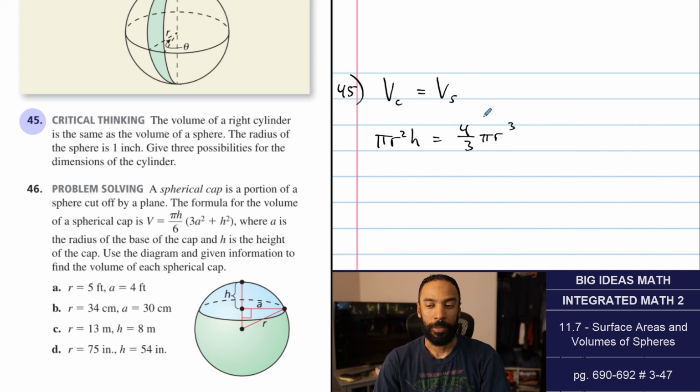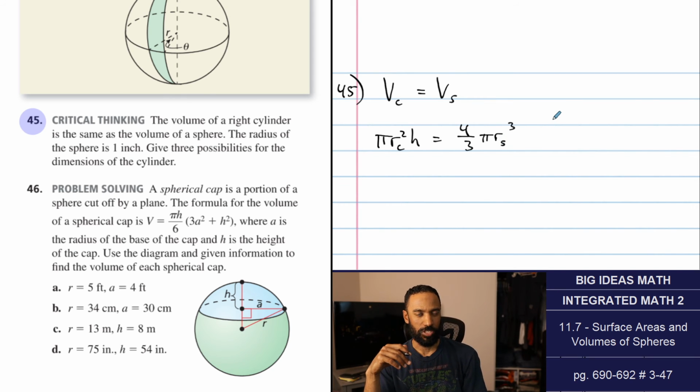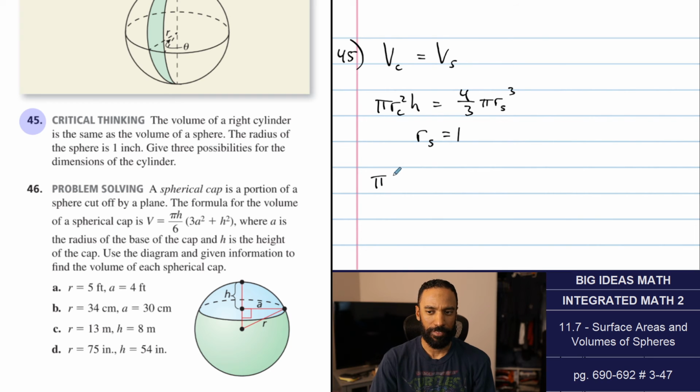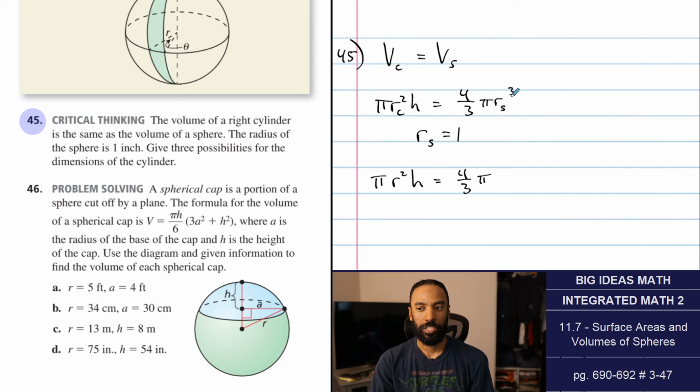Oh, these might be different radii. I totally didn't realize that the radius of the cylinder and the radius of the sphere, they have the same volume. That doesn't mean they have to have the same radius. If they did, then they might not be the same volume. So if the radius of the sphere is 1 inch, r sub s equals 1. Now I have an equation that says pi r squared times height equals 4/3 pi times 1 cubed, which is just 4/3 pi.